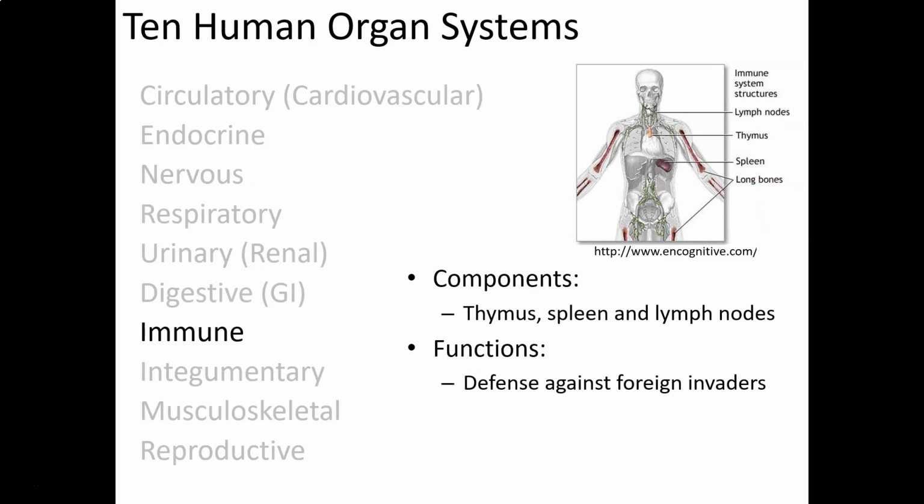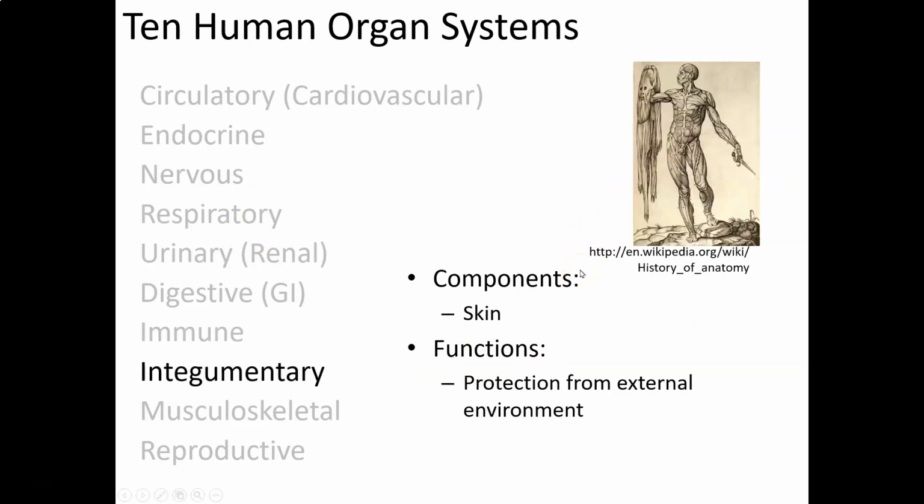The next one is that complicated one. It's the functional system called the immune system. It is made up of the lymphatic system, right? It's made up of the integumentary system. It's made up of the cardiovascular system as well. So it's kind of this multifactorial system that helps us keep free from disease. All right, so its major thing is defense against foreign invaders.